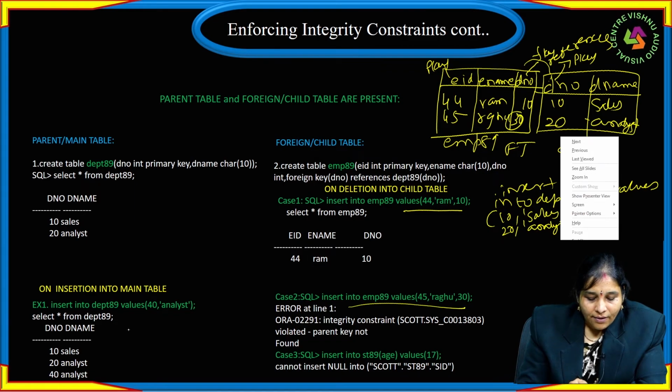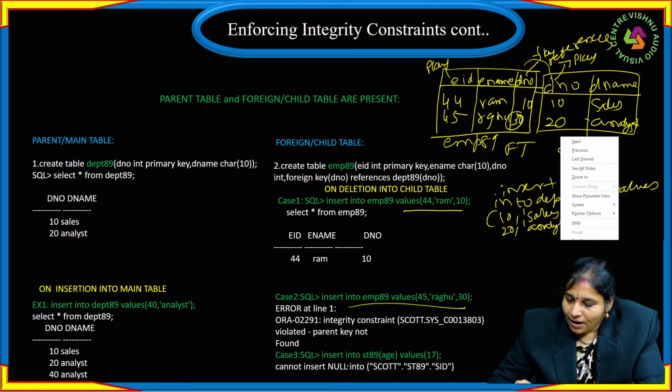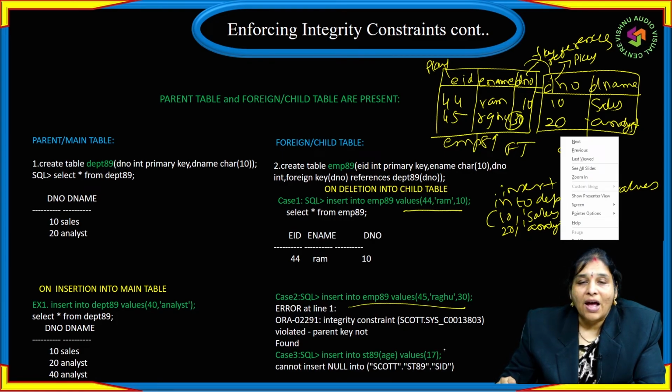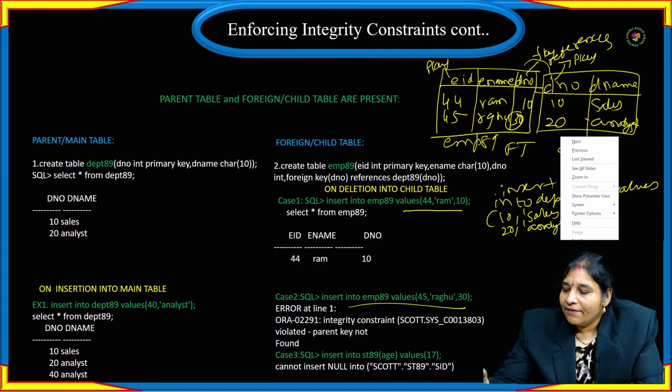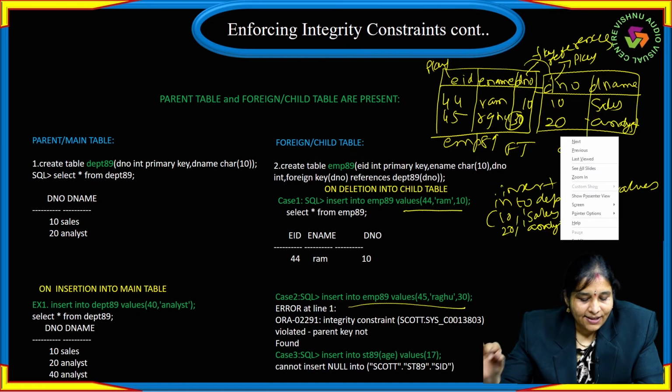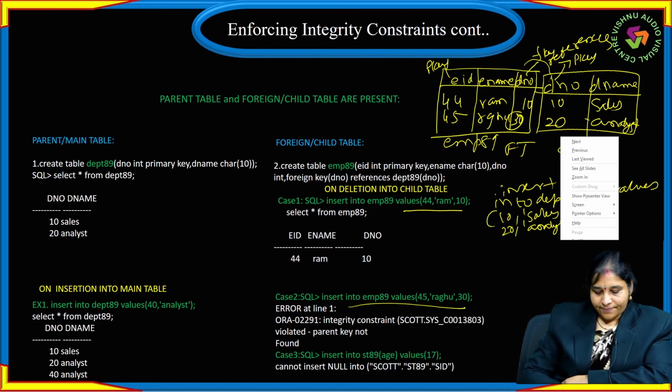And now I try to insert into department 89 values 40, analyst. Whenever there are two or more tables present, I have seen that there will be violations on insertions and updations, not only on primary key but also foreign key violations.